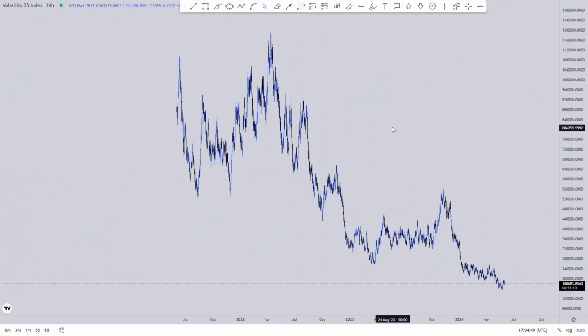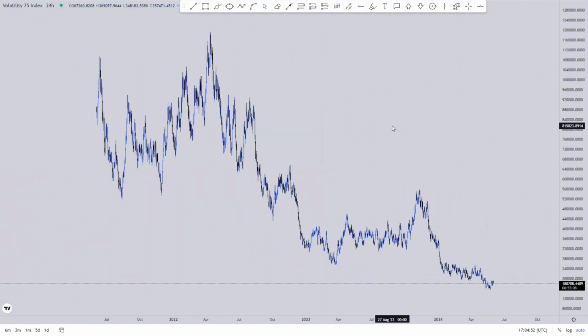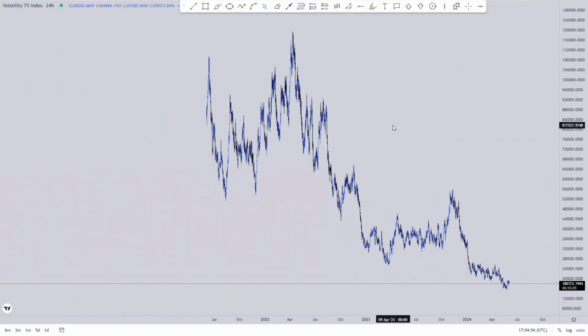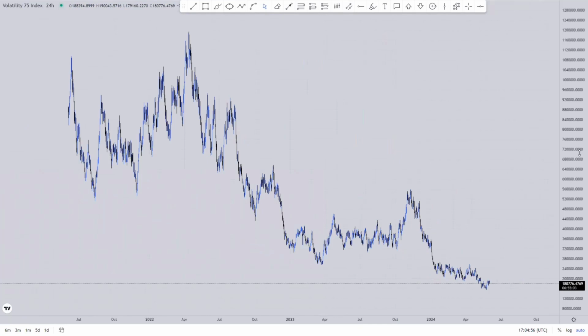When it's going up, we're going up. When we're going down, we're going down. There's no haphazard structure formation. So VIX75, going straight to business. What am I looking out for?